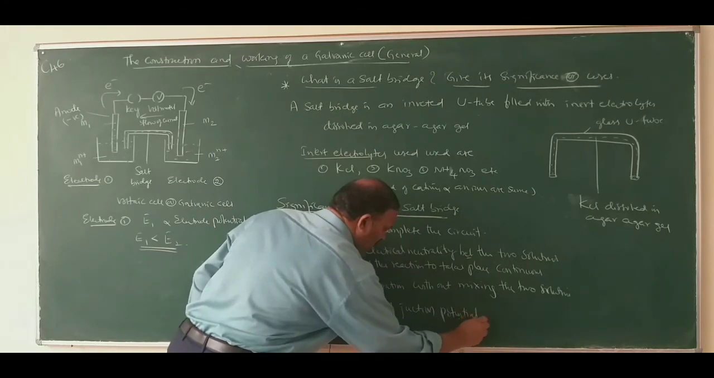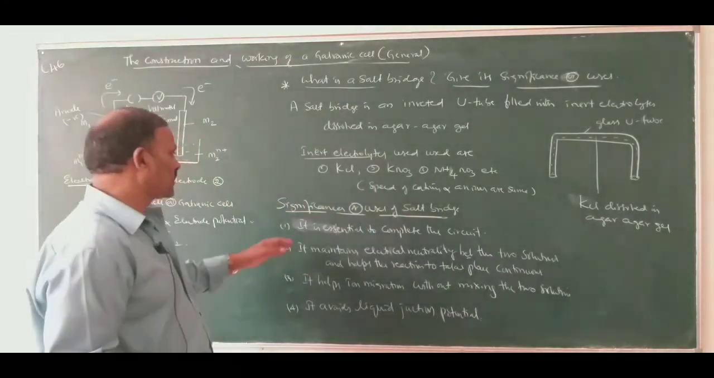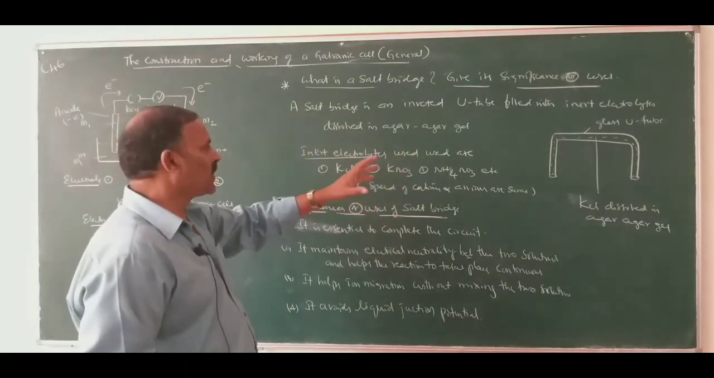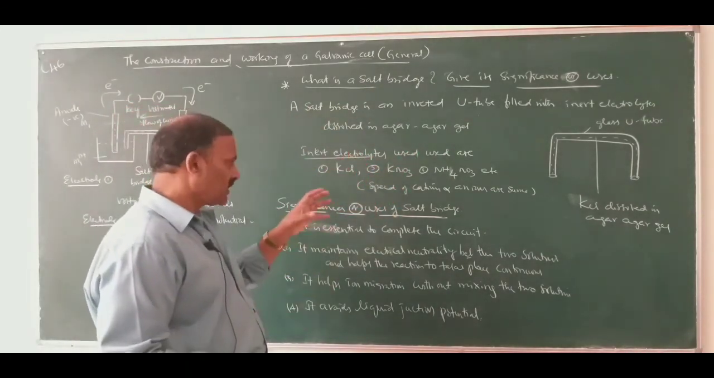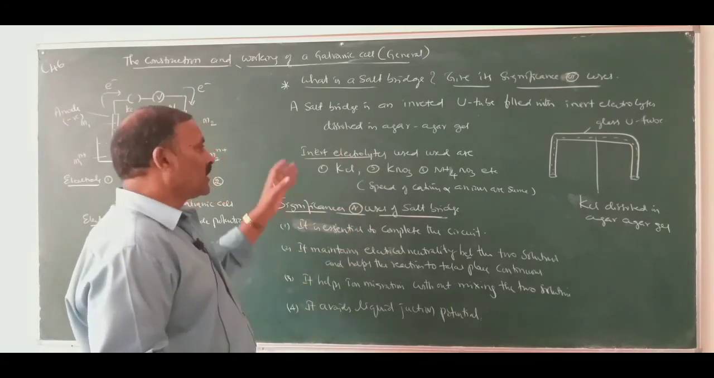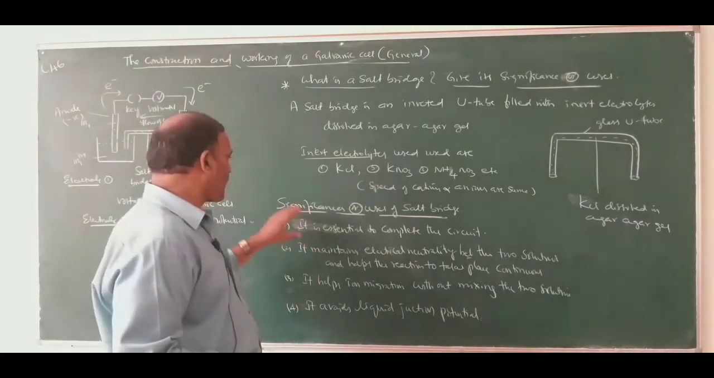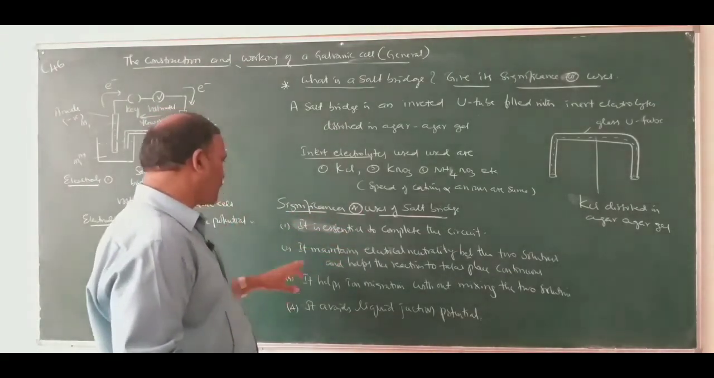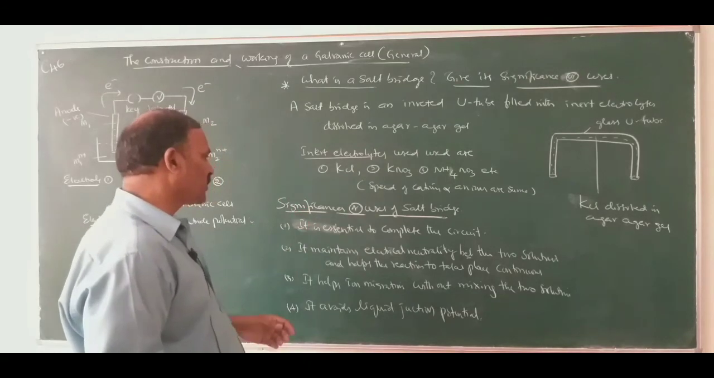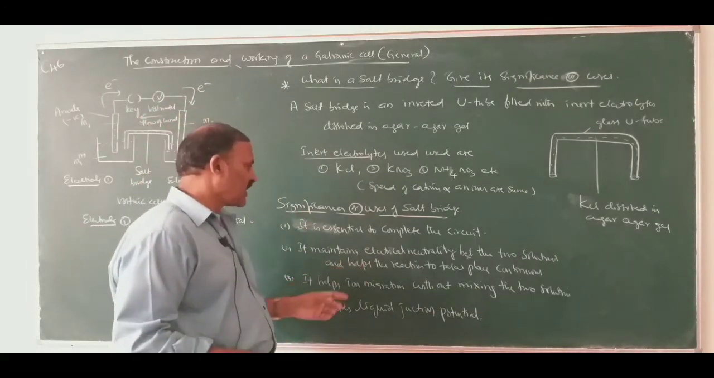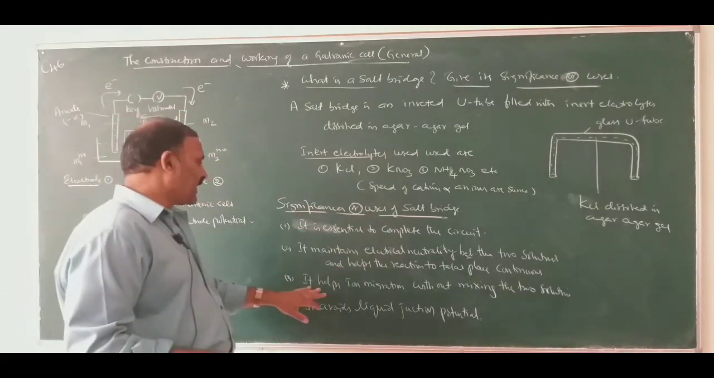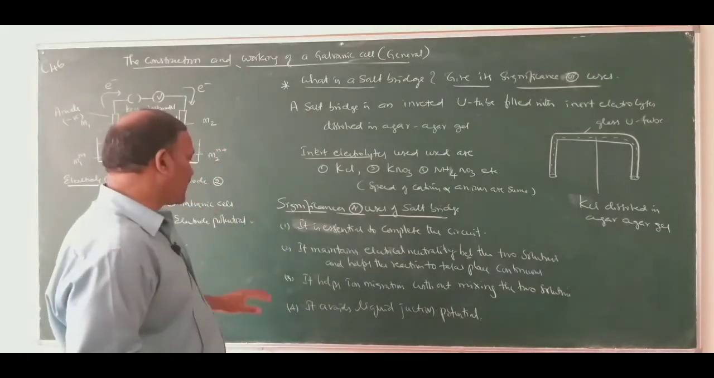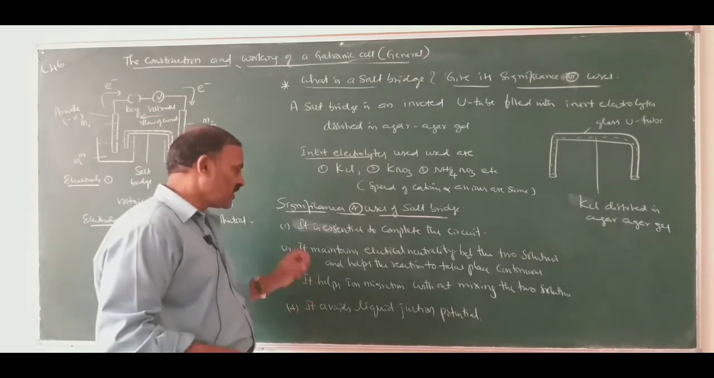So these are the important uses of a salt bridge. A salt bridge is an inverted glass tube filled with inert electrolyte dissolved in agar-agar. Inert electrolytes like these. And what are the significance? Essential to complete the circuit, maintains electrical neutrality between the two solutions and helps the reaction to take place continuously. It helps ion migration without mixing the two solutions, and it avoids liquid junction potential.